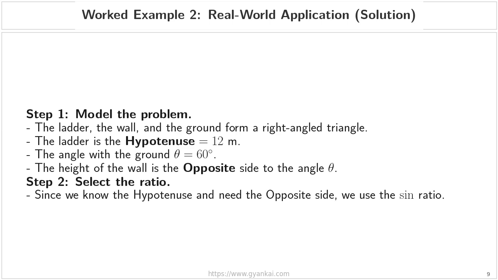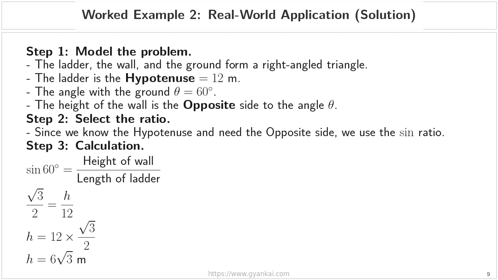Next, we move to step 2, where we select the appropriate ratio. Looking back at the strategy we learned in the previous slides, we ask ourselves, what do we have and what do we need? We have the hypotenuse and we need the opposite side. The only ratio that connects these two specific sides is the sine ratio.